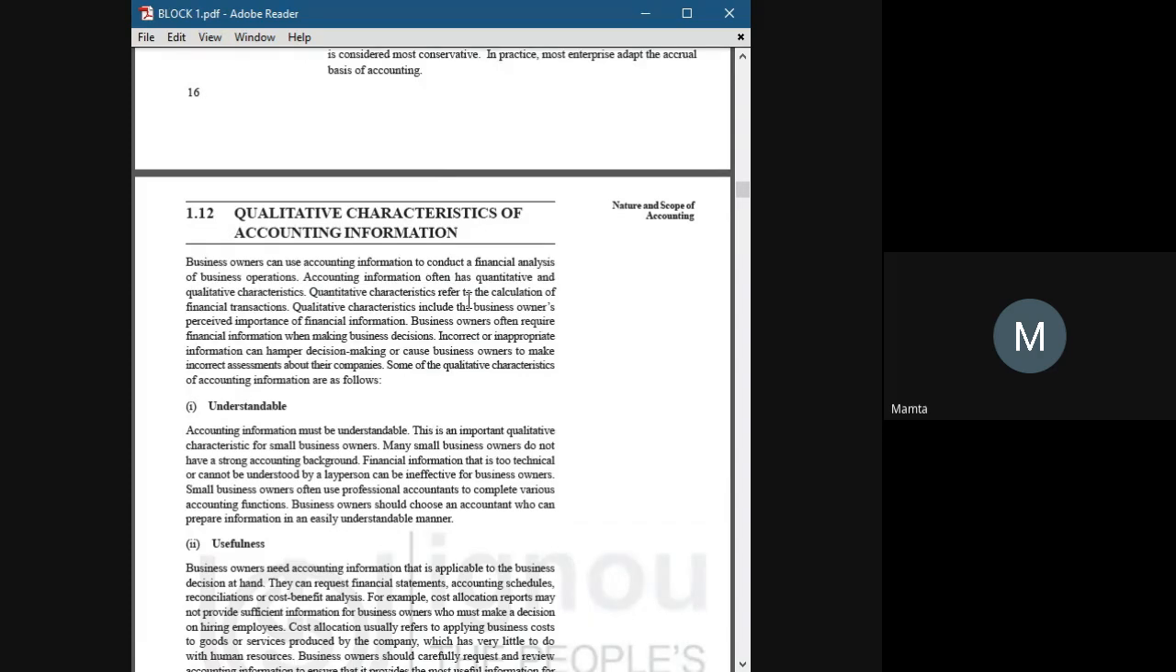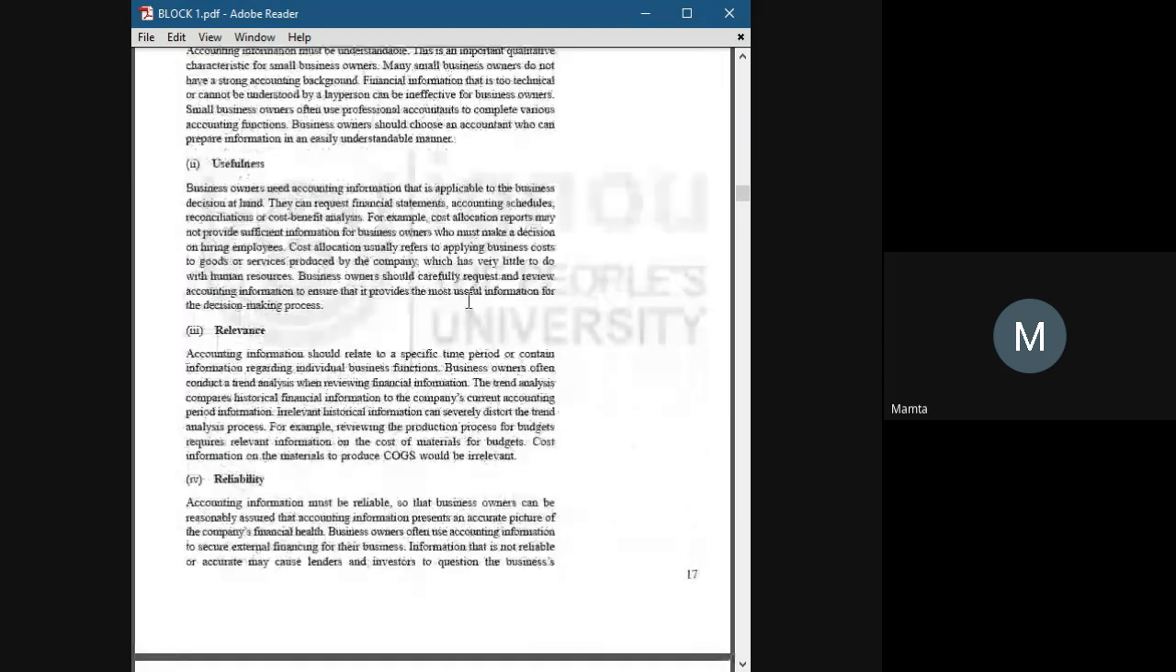Relevance. Only relevant information must be provided to the users. Like salary slips of employees are not relevant to the investors, as they need only the P&L and balance sheet accounts of a company. What will they do with a salary slip? You don't need to show the salary and such things to your investors, they are just interested in your profit and loss account or balance sheet.